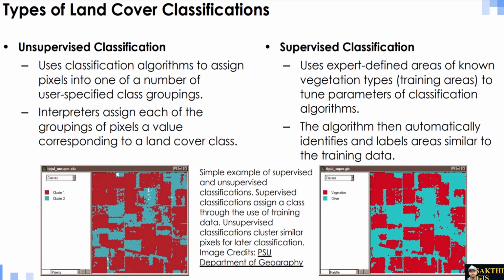After getting the clusters, we assign each one to a land feature. These two clusters are based on urban area, these clusters are for agriculture area, like that. That type of classification is called unsupervised classification.